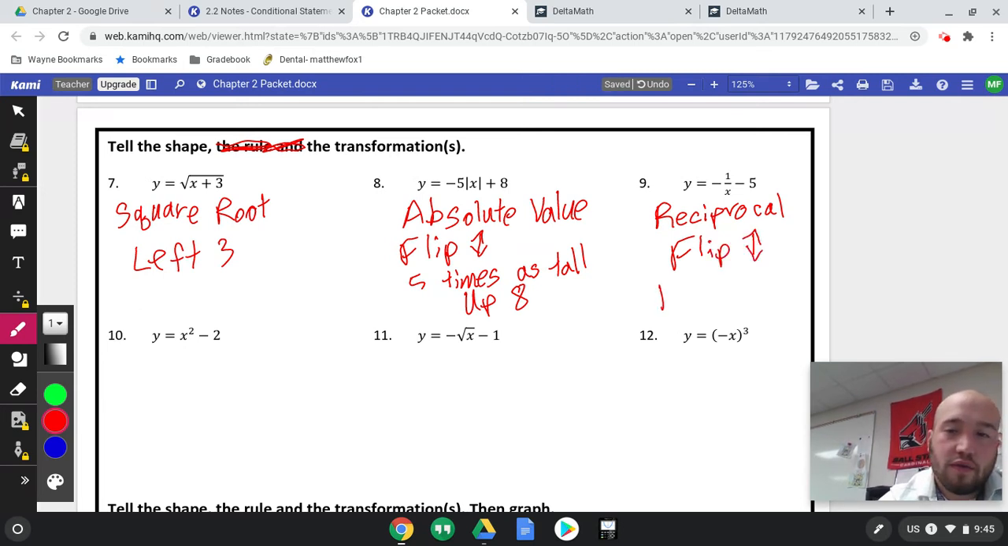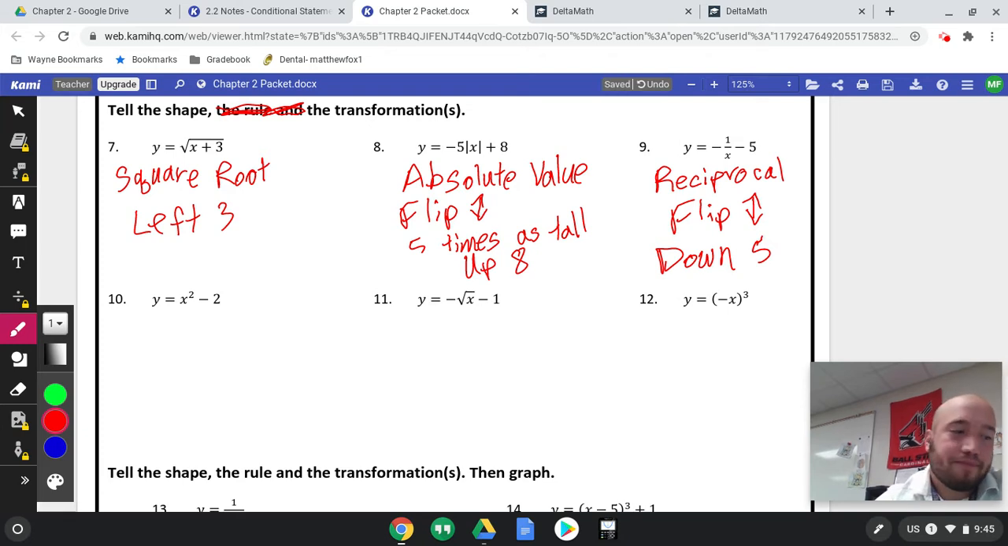And then it's going to move down 5. All right, our next one, the shape would be a parabola. You can either put parabola or you could call it a quadratic. And it's going to go down 2.